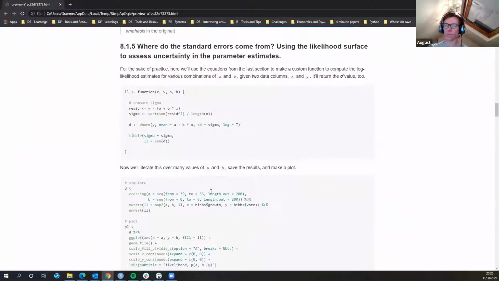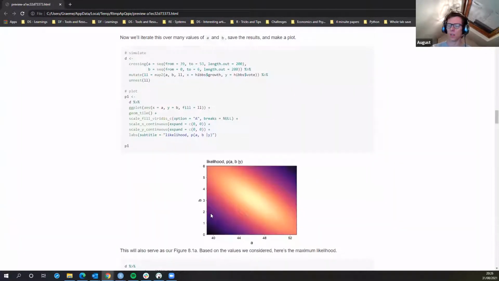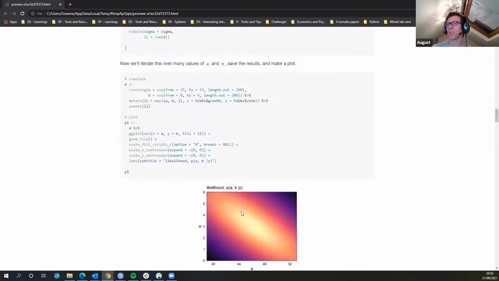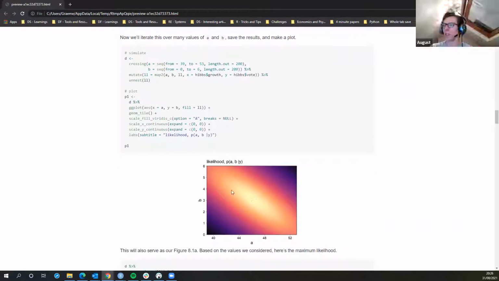Right, okay. So 1.5, what's this? Where do the standard errors come from? Using the likelihood surface to estimate the uncertainty of the parameter estimates. So this looks a little better, yeah. Yeah, this is better, isn't it? This is basically, was it A1? Sorry, I mean figure 8.1a in the book. So that's saying, was it likelihood?